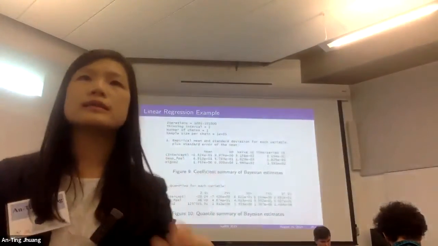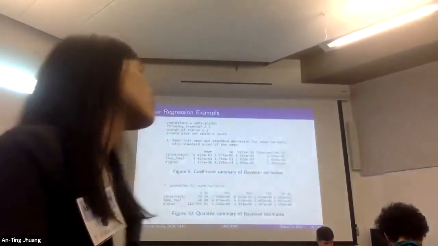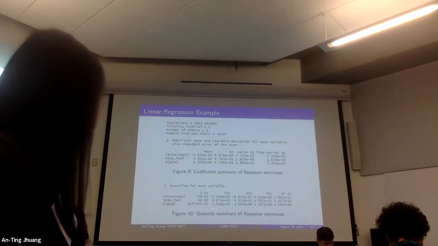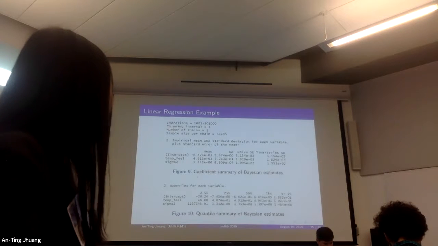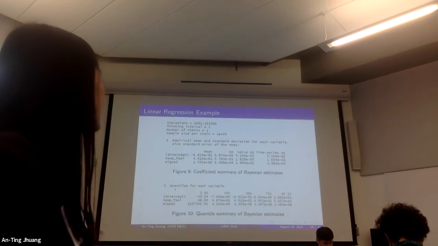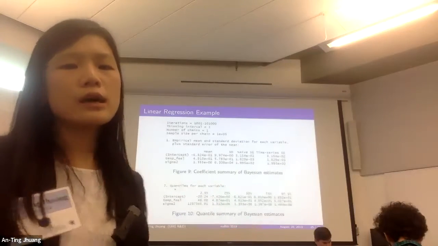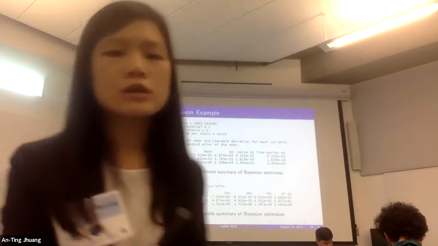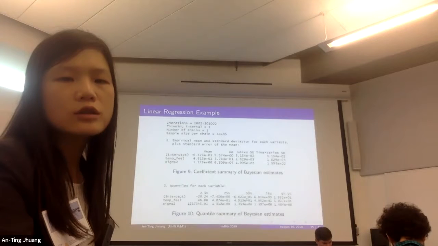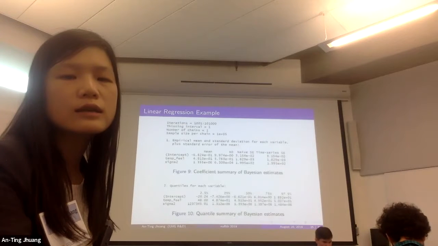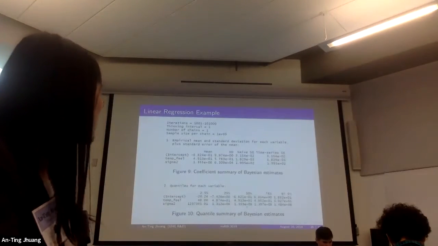Here we can see there are similar output results for your estimates. Here is your beta 0 and beta 1, and sigma square is your random error variance. And then the second part is the quantiles of each variable. It also gives you a 5-number summary of your posterior sample. For example, the 50 percentile is the median, so this one is the median of your posterior sample for sigma square.